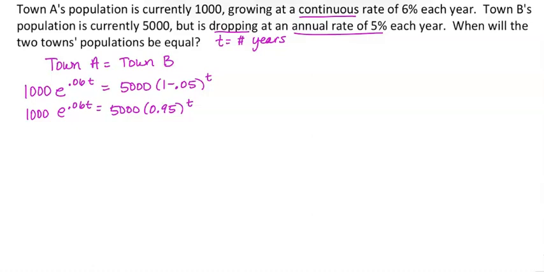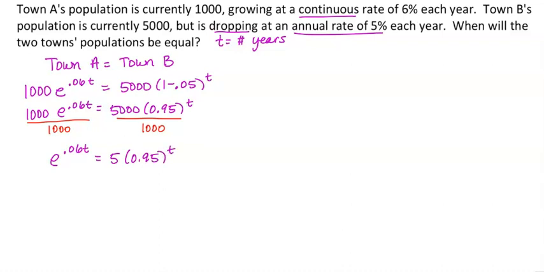Let's start by working on our leading coefficients. Since one side has a leading coefficient of 1,000 and the other side 5,000, I'm going to go ahead and divide both sides by the smaller value of 1,000, so that I have e to the 0.06t is equal to 5 times 0.95 to the power of t.